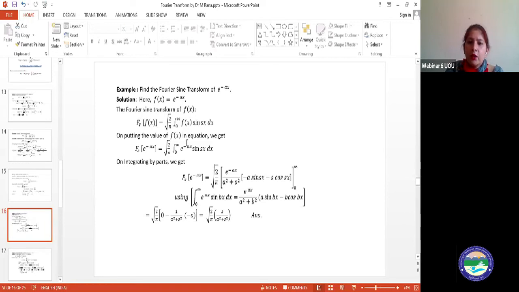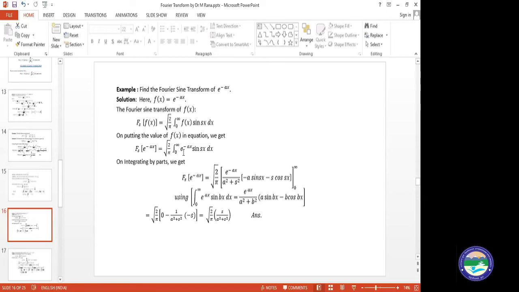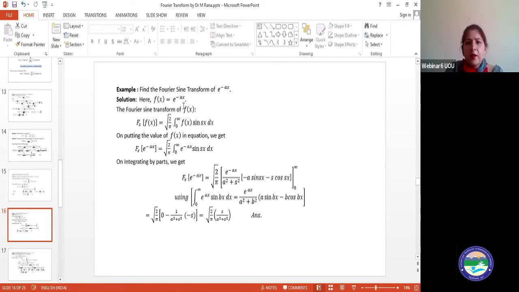Now putting the value of f(x) in this equation, you will get F_s of e raised to power minus ax equal to square root of 2 by pi, integration from 0 to infinity of e raised to power minus ax sine sx dx, since f(x) is e raised to power minus ax. Now solve this integration by parts, and you will get this equation.